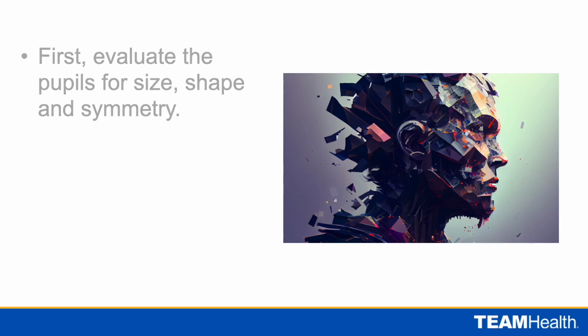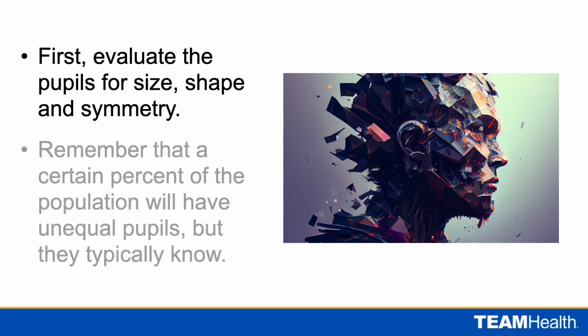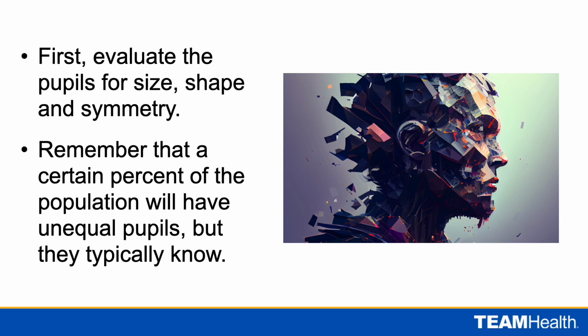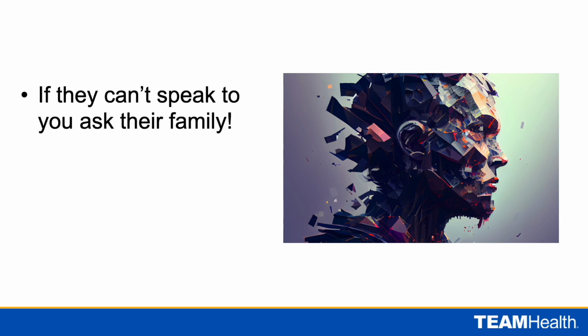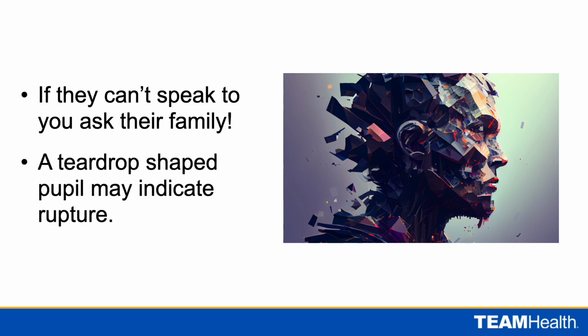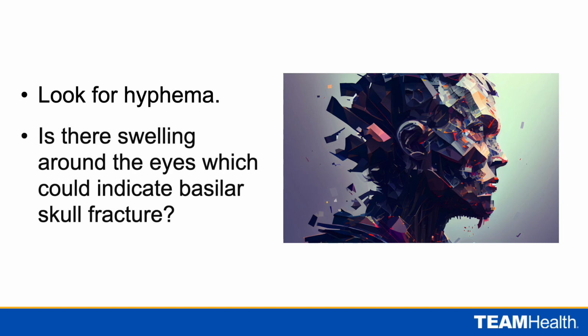Obviously, we can get into the weeds here. There are several ways to evaluate the eyes, but let's focus on the cursory evaluation of the eye that we can do without a slit lamp or special tools. First, evaluate the pupils for size, shape, and symmetry. Remember that a certain percent of the population will have unequal pupils, but they typically know. If they can't speak to you, ask their family. A teardrop-shaped pupil may indicate rupture. Look for hyphema. Is there swelling around the eyes, which could indicate basilar skull fracture?